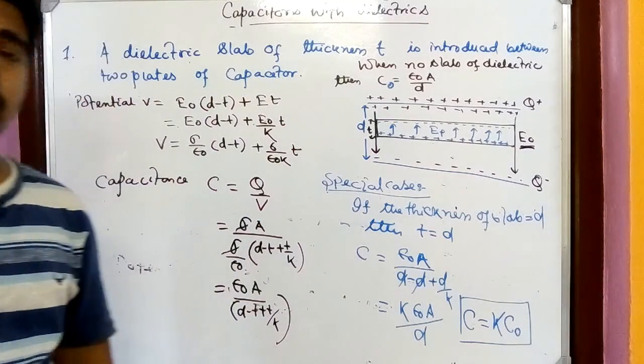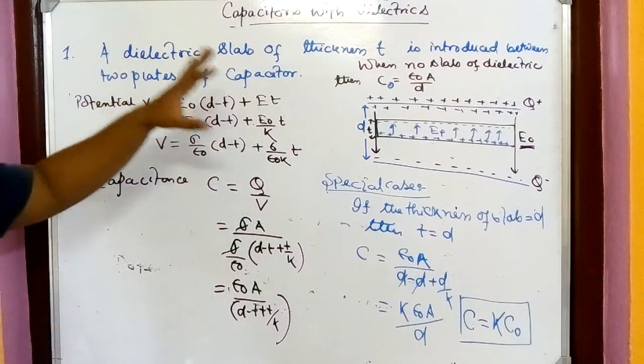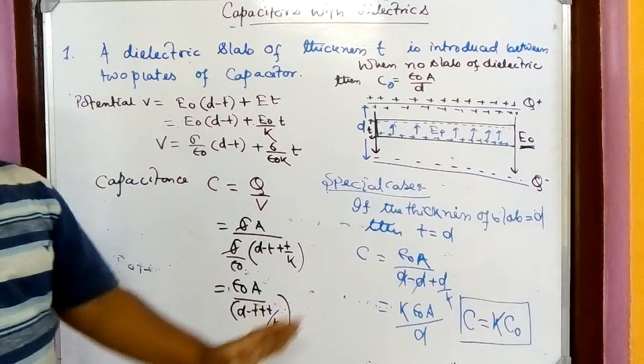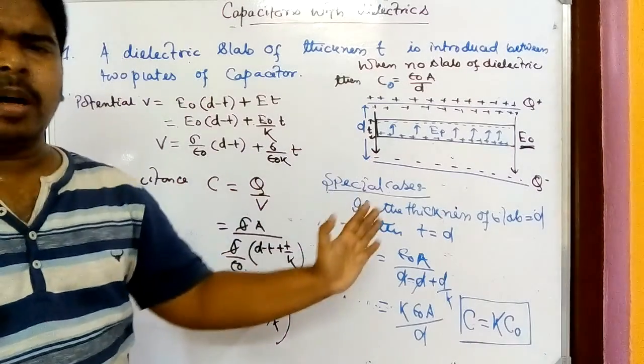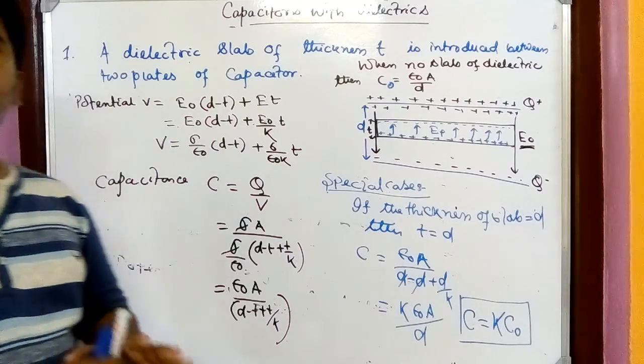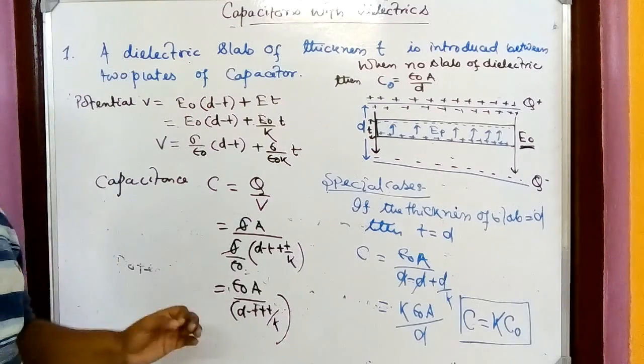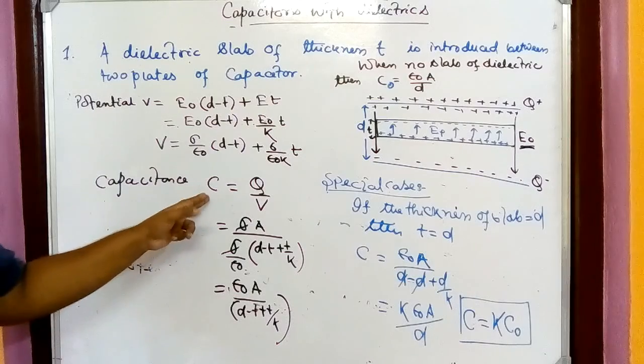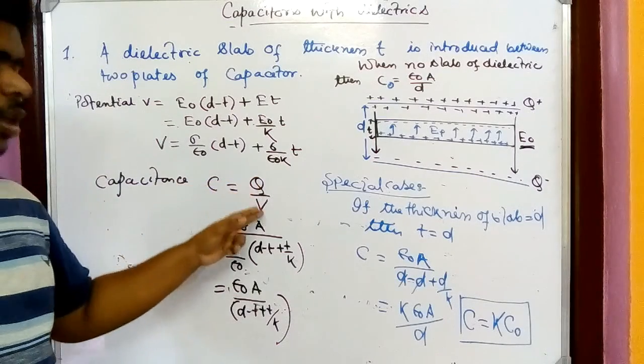Whatever I have told, maybe it seems too hard, but if you see it several times, it is very easy. What is our target? Our target is very easy: like earlier, to find the capacitance we need Q, we need V.